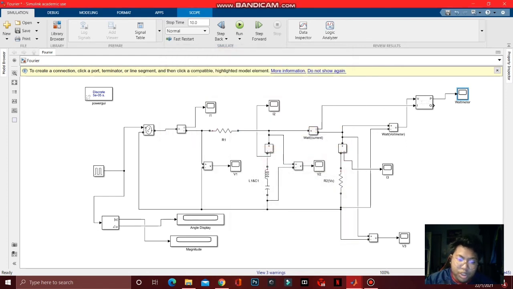So for the conclusion, I can say that the simulation and the manual calculation results are nearly the same.